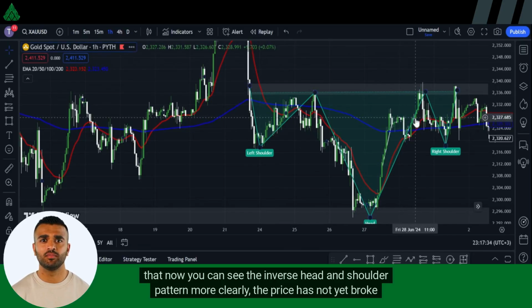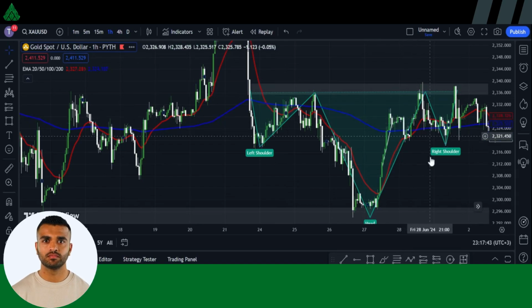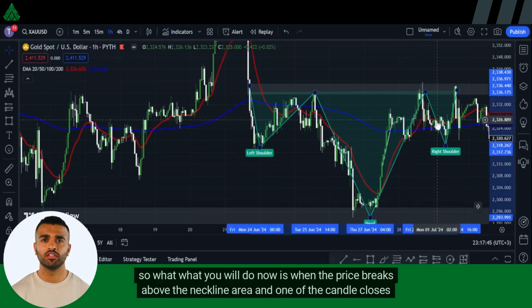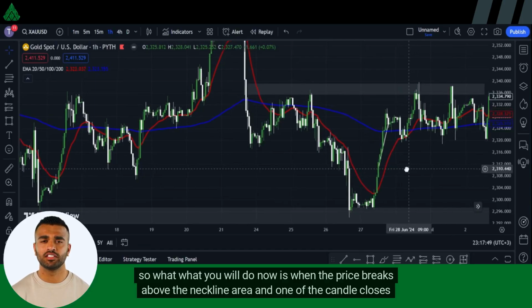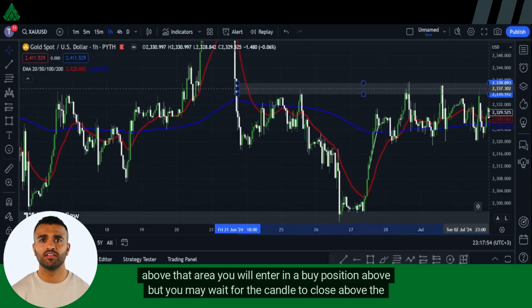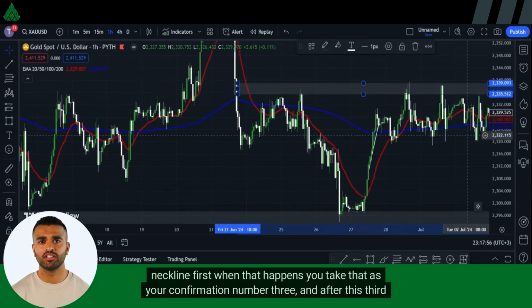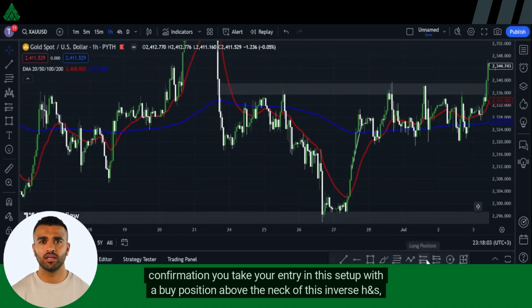The price has not yet broken above the neckline, resulting in a breakout, so we will wait for that to happen. When the breakout occurs, that will be our confirmation number 2. So what you will do now is, when the price breaks above the neckline area and one of the candles closes above that area, you will enter a buy position, but you may wait for the candle to close above the neckline first. When that happens, you take that as your confirmation number 3, and after this third confirmation, you take your entry in this setup with a buy position above the neck of this inverse H&S.